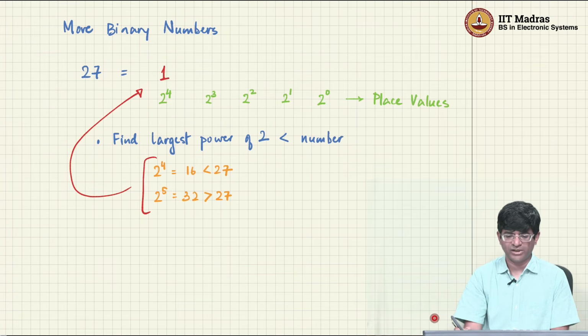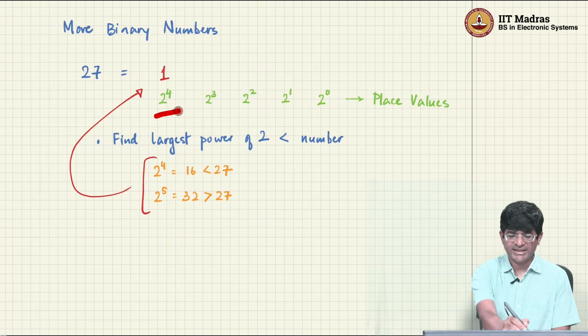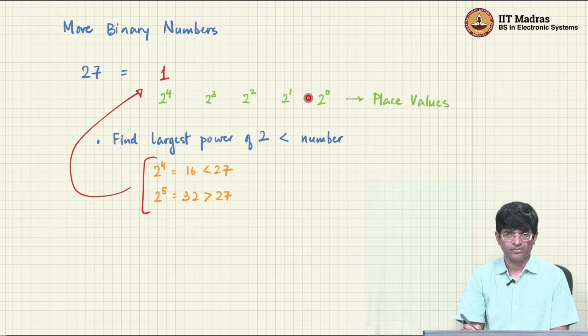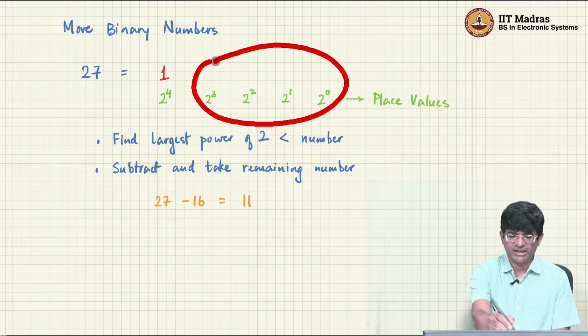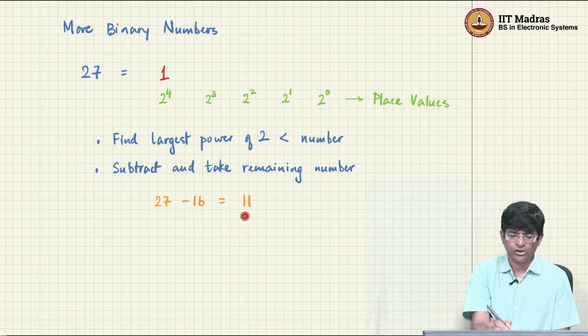What else do we need to do after that? I've already got a 16 and I need to add something else to get the remaining part of the number. What's the remaining part? I subtract 16 from 27 and I get 11. So these 4 bits out here now need to represent the value 11, because this one has already taken care of the first 16. So let's proceed.